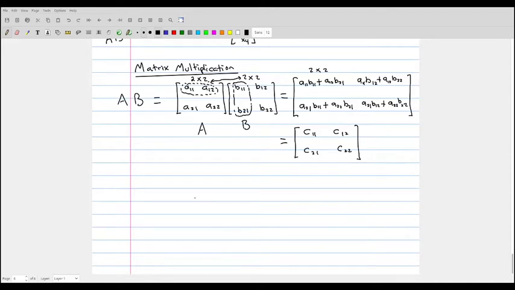You can also do the same thing. This algorithm works, like I said, if the number of rows in the second matrix is equal to the number of columns in the first matrix. So you can do this. It's called matrix vector multiplication.